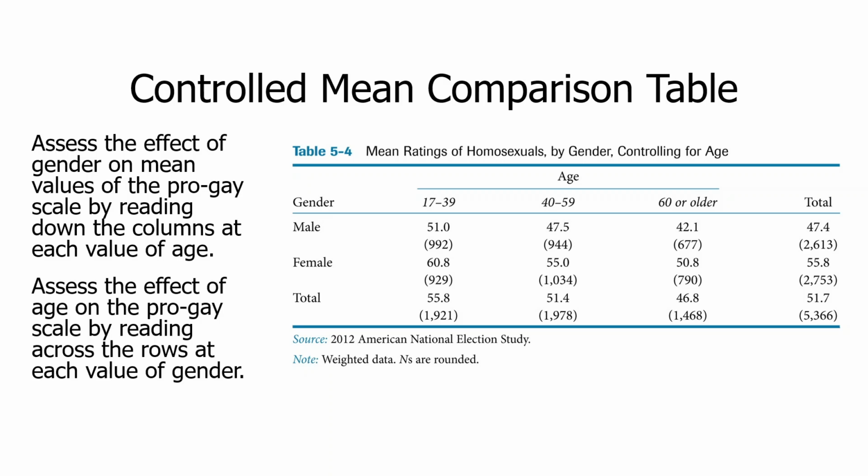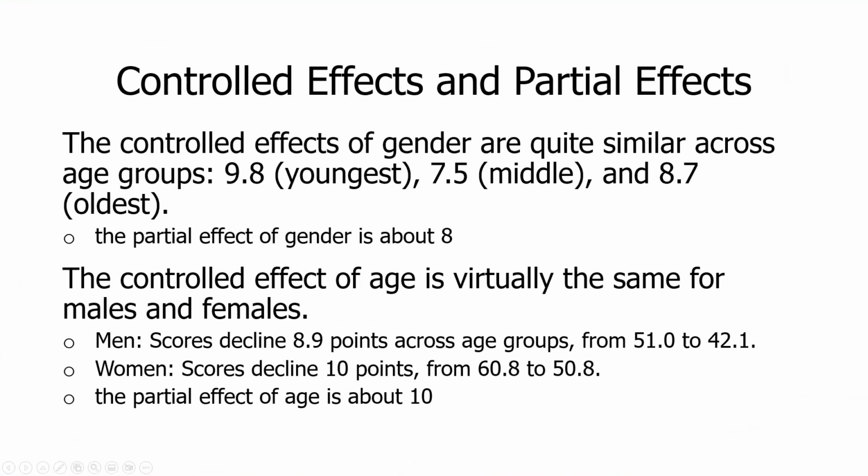The controlled effects. Now again, these are not estimates. These are what we've calculated. The controlled effects of gender are quite similar across age groups: 9.8 degrees among the youngest, 7.5 for the middle cohort, and 8.7 among the oldest. So the partial effect, you could fairly condense or summarize these numbers into a single number, and a good conservative estimate here, it strikes me, would be about 8.